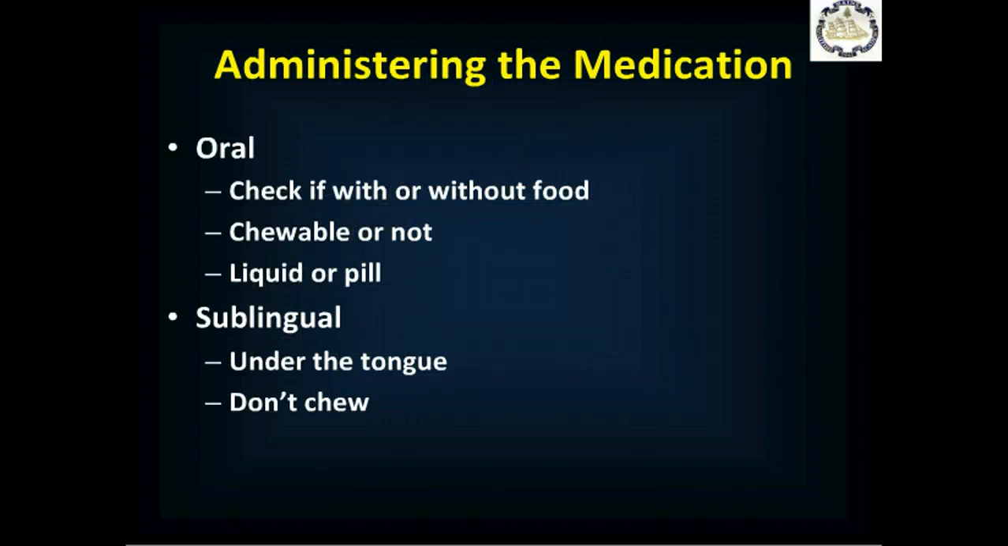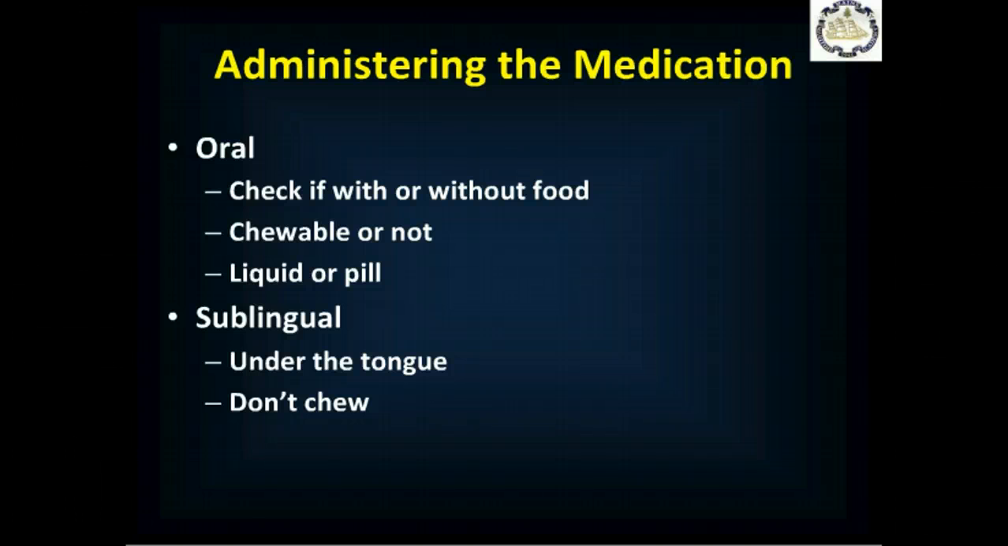If you're going to give an oral medication, check to see if it should be given with food or away from when they eat. Find out whether it's chewable or not. Find out whether it's a liquid or a pill. Make sure you give them the right medication. If you're giving sublingual medication, it goes under the tongue. People seem to have trouble lifting their tongue, so what I usually tell them is, I want you to pretend you're licking peanut butter off the roof of your mouth. They pull the tip of their tongue right up, you drop the medicine underneath, don't let them chew it, it absorbs onto the tongue.